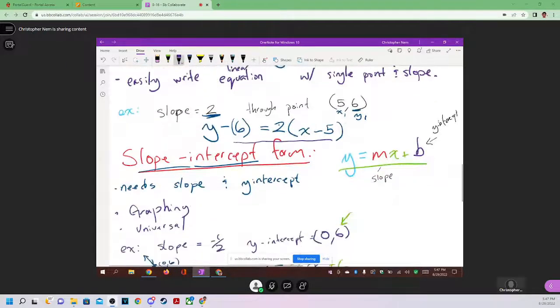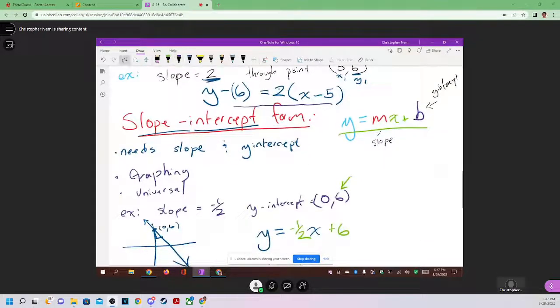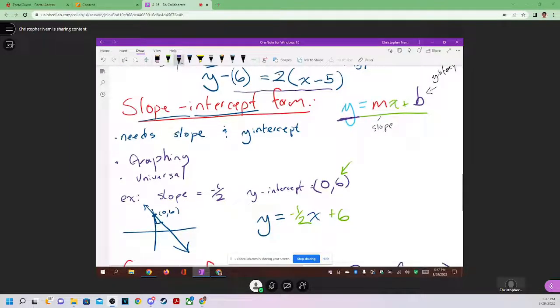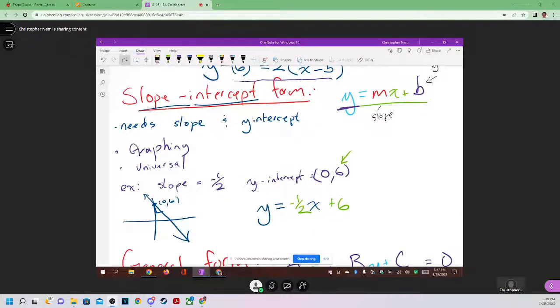For slope-intercept form, a line will only have one y-intercept unless it's a vertical line. So it's very easy to check if it's the right answer. I don't have to do any calculations or anything like that. It's already simplified. It's solved for y. Y is by itself. So it's nice in that manner. It's very easy to grade with. So it's very easy for graphing as well.